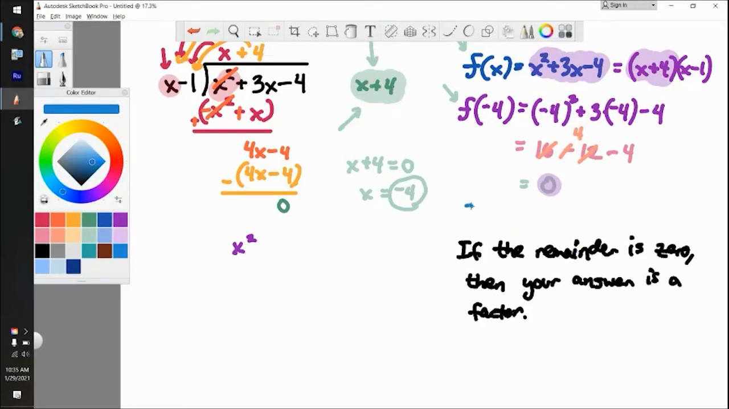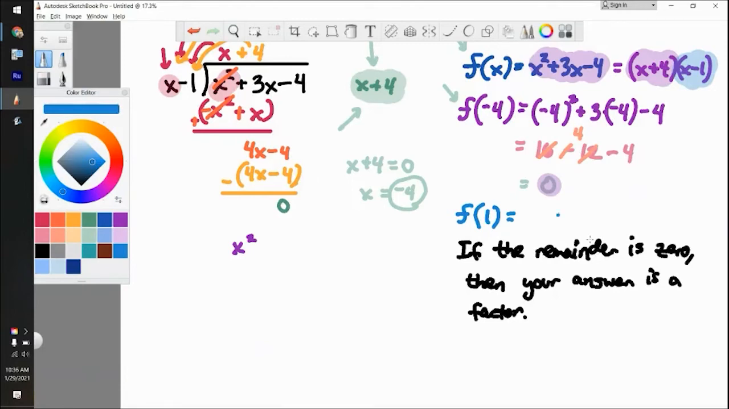So to test this out, what I want you to do next is find out what is f of 1. Okay. Well, you don't have to even really do any math for this based on the fact that we already know it's a factor. So if factor theorem is true, which it is, what should my answer be? 0.